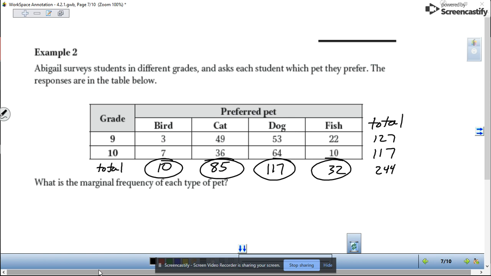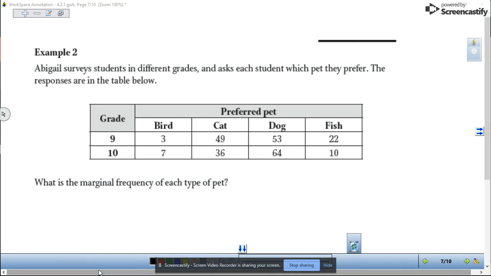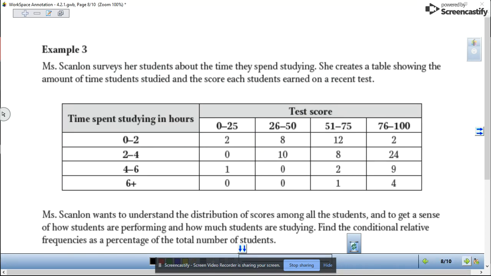Okay, so we're going to pick up where we left off. Finished up with this problem, so we're going to go to the next one. Last example, it says, Miss Scanlon surveys her students about the time they spent studying. She creates a table showing the amount of time the students studied and the score each student earned on a recent test.